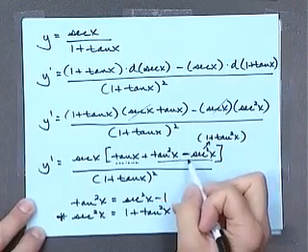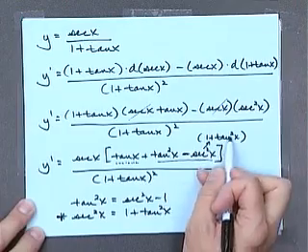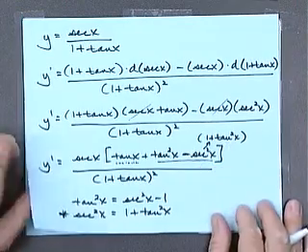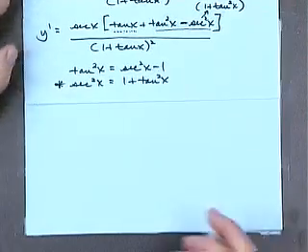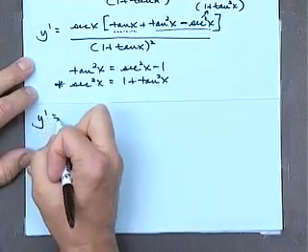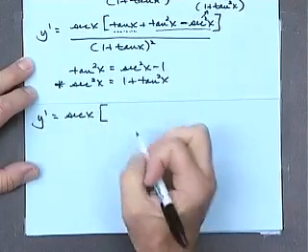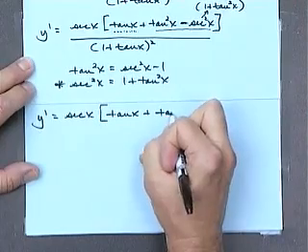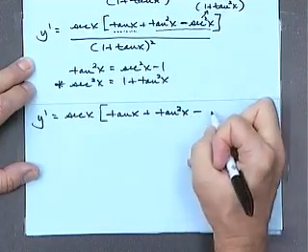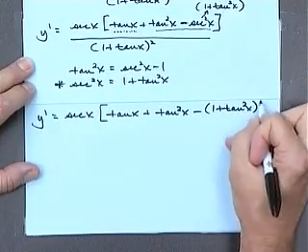Remembering that everything that follows is going to be subtracted. So we're subtracting 1 and subtracting tangent squared. So we've got a tangent squared, and we've got minus 1 plus tangent squared.